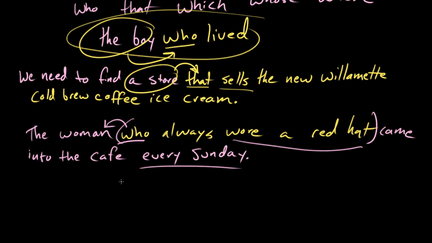Right. Who always wore a red hat is a description of the woman. Then we move on to the verb, the action of the sentence. What is she doing? She came into the cafe. So that's not part of that relative clause. The relative clause is just, in this case, providing some description of the woman. So use your best sense, because yes, it is possible that the red hat could be the thing that comes into the cafe every Sunday, but it's more likely that that hat is attached to the woman that was referenced earlier. Right. So that is a relative clause.